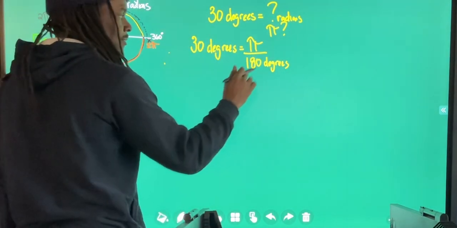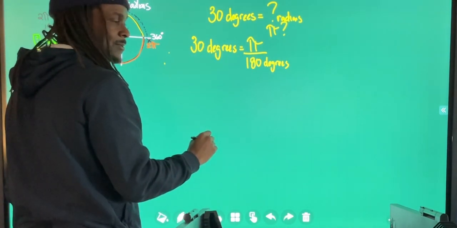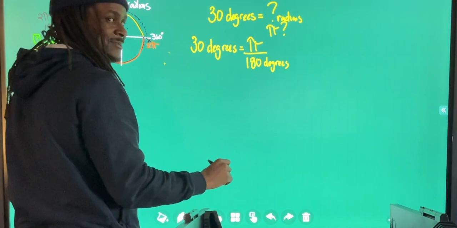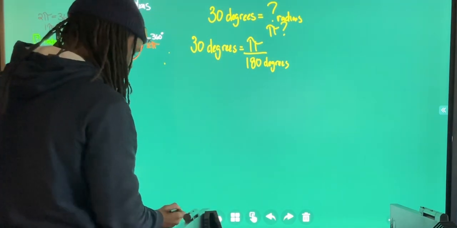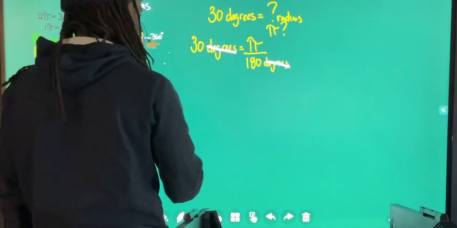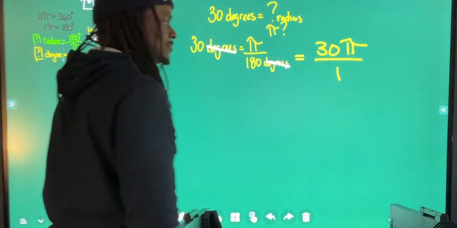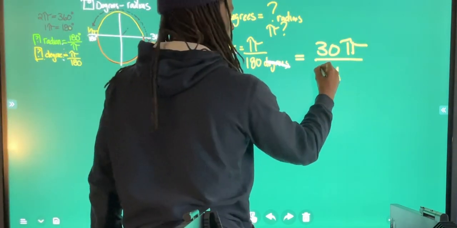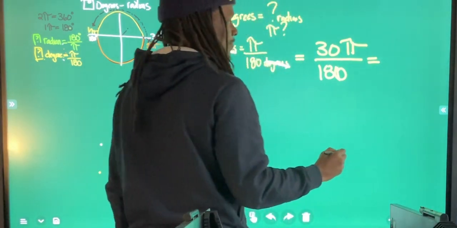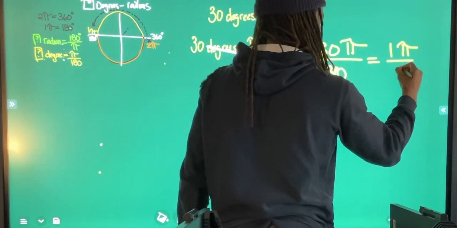What was 30 degrees over 1? So what happens? What's going to cancel? We're multiplying across. What cancels? The degrees cancel. So now you end up with 30 pi, or radians, sorry, over 180, which we simplify down to what? Pi over 6.